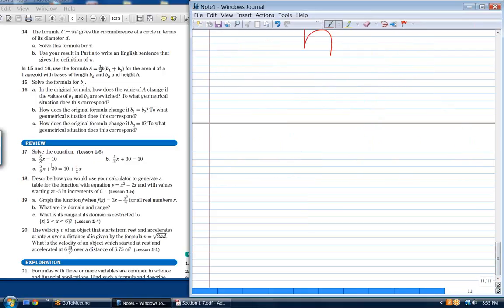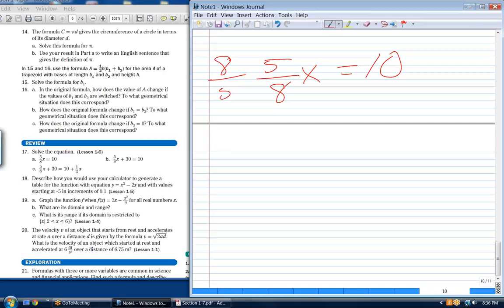The first one's easy enough. What's the only step I need to do to solve for x? Divide by 5/8. That's correct. If I divide both sides by 5/8, what's that the same as? Multiplying by the reciprocal. If I multiply by 8/5, everything cancels and I'm left with x, which is what I want. So I multiply this side by 8/5, same as dividing by 5/8. Now I get x equals 16.